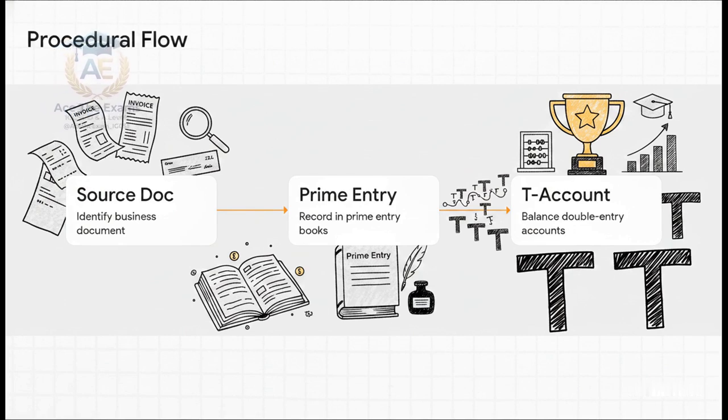Step 1, identify the source document. Step 2, record it in the books of prime entry. Step 3, execute the T-account double entry. Think of the sales day book and the cash book as this massive funnel. They take hundreds of individual daily transactions and funnel them all down into single, summarized periodic totals that flow right into your sales ledger control account. Moving sequentially like this secures your method marks because you're showing the examiner a highly visible, incredibly logical flow.